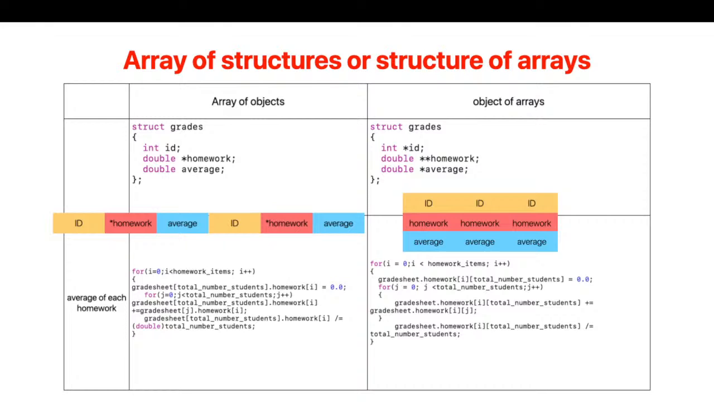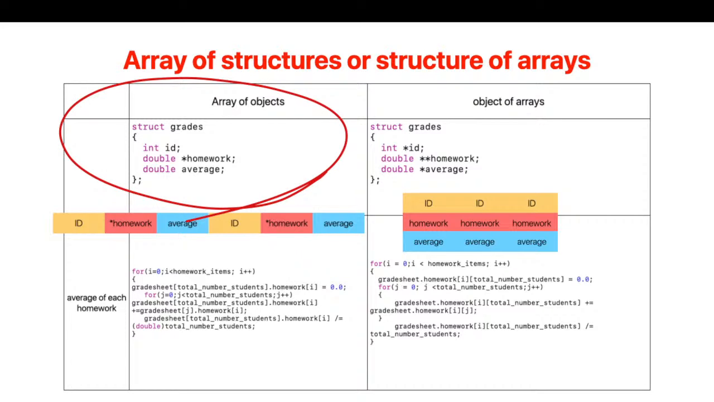I can do an array of objects, which means I am having arrays of objects in which each object contains the records of each student. So for example, each structure is essentially the ID of a student, all the homework items, and the average.